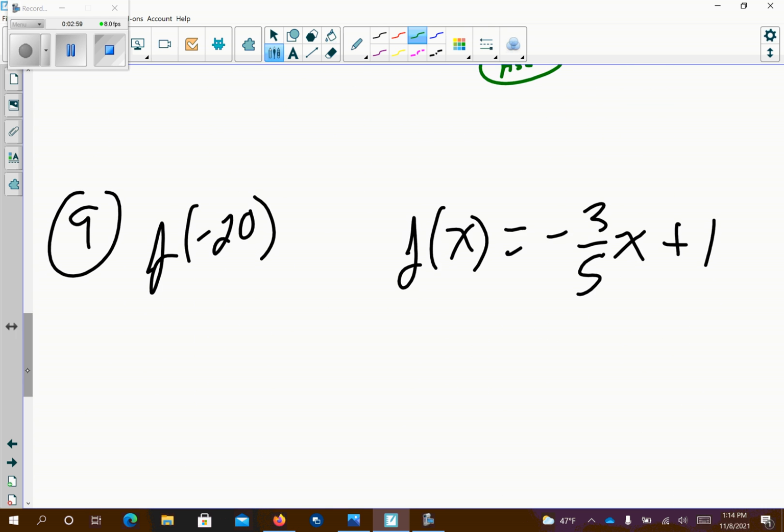Okay. For problem number 9, we want to do f at negative 20. So I'm going to take that negative 20 and plug it in for x. Negative is positive. 5 goes into 24 times, so that's going to give me 12 plus 1, so that's 13.